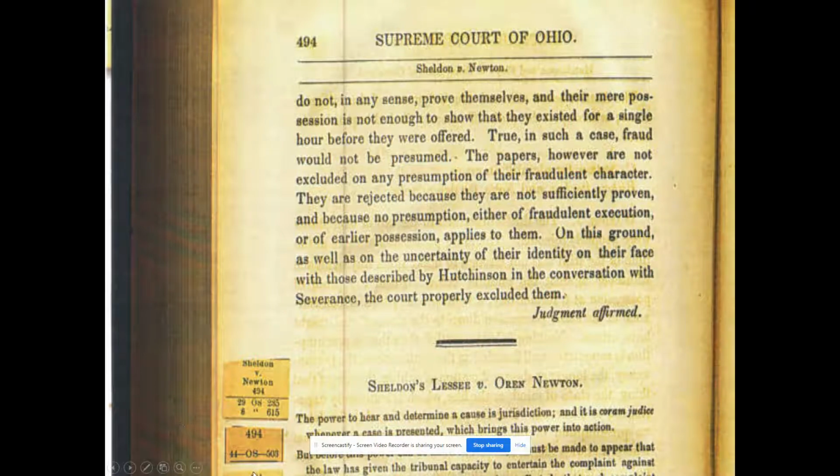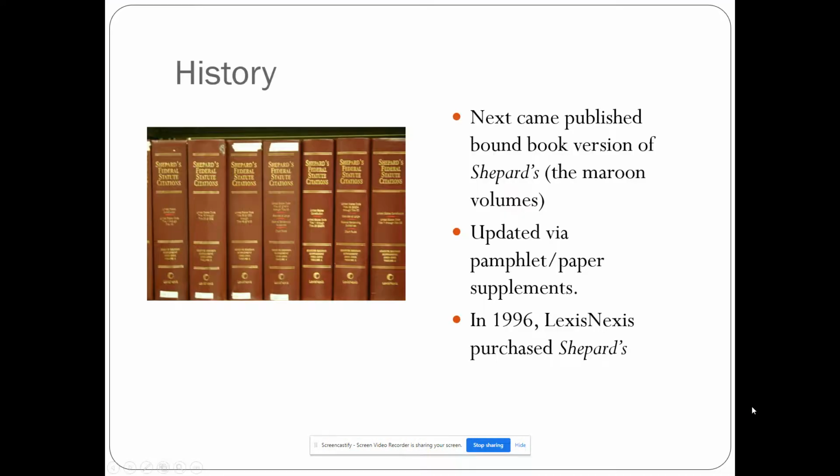Okay, so here it is. And if you have ever read the book on Hamilton, he did this too in New York, where he had little notations of how subsequent cases treated these prior cases. So anyway, this is what it looks like now. This is the bound book called Shepard's Federal Citations, which has all the Shepard's reports. And when newer things came out, you had pocket parts and supplements.